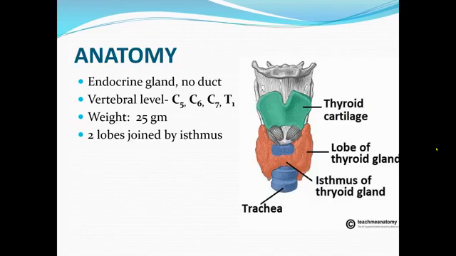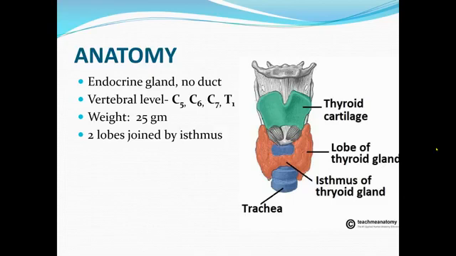Each lobe of the thyroid is roughly pyramidal in shape and has an apex, base, superficial or anterolateral surface, posterolateral surface, and medial surface.